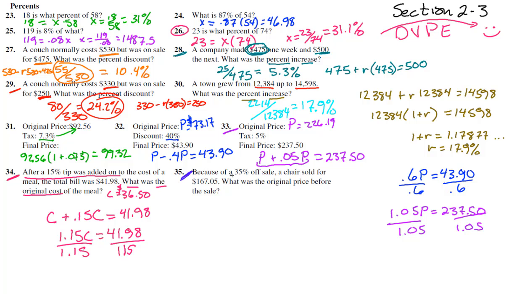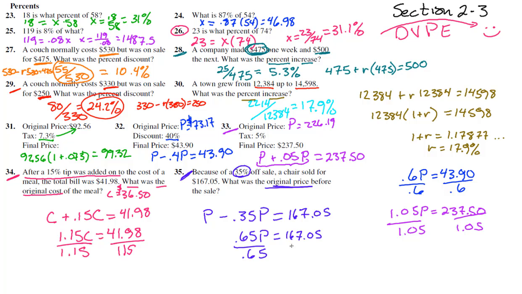This is because of a 35% off sale. So that means we took the original price and we subtracted 35% of that original price. That's important that we set it up this way. We equaled the final price, 167.05. 1 minus 0.35 is 0.65, and you'll see, oh, there's our shortcut that just popped out of there. If you take 35% off, you're now paying 65%, and that's what 167.05 equals.